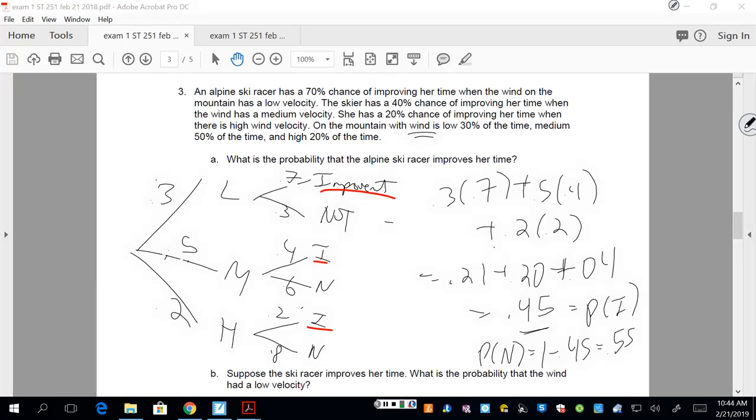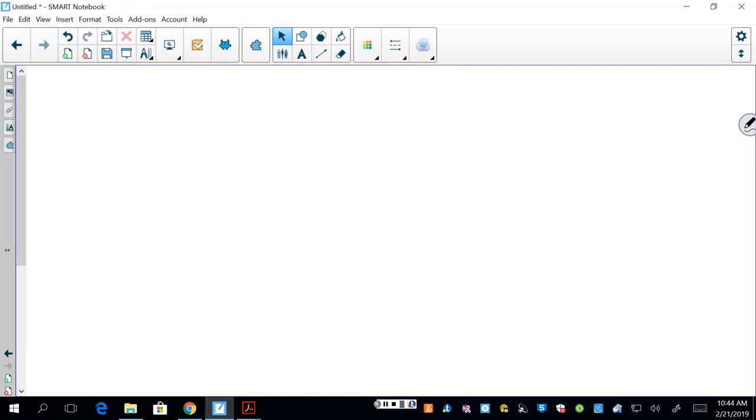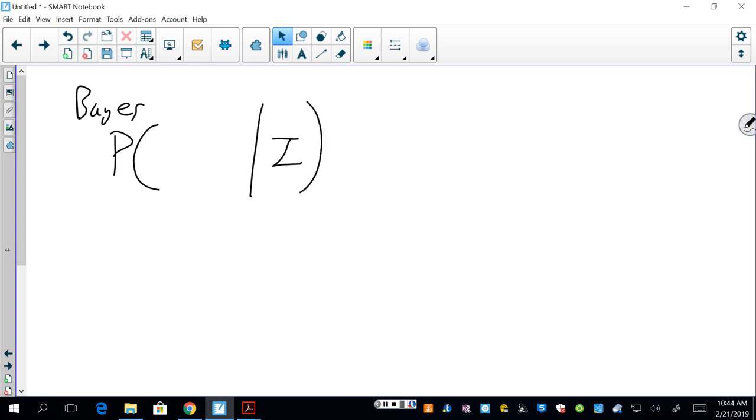Often I follow these up with a Bayes type question. The skier improved. My time got better. Oh, what was the wind like today up on the mountain? Is the question. Right? So the skier improves. What is the probability that the wind was at low velocity? Go the other way. So that's the Bayes one. So the skier has improved. What's the chance that it's low velocity?